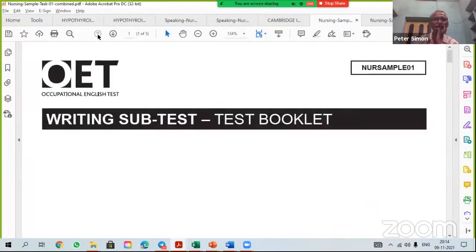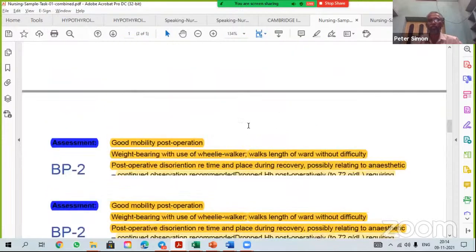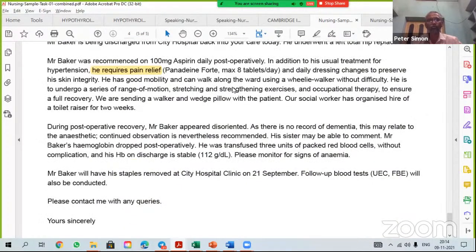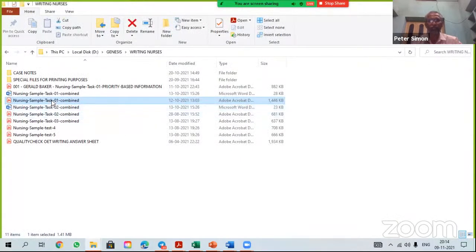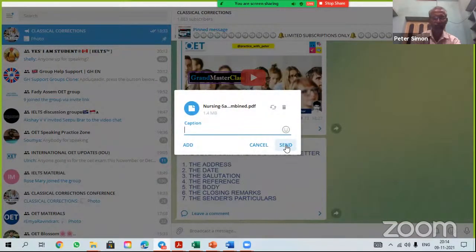Yeah, this is the thing which I have for you. So I'll send this one along with the sample letter also. So this is it. I'll put it in the Telegram channel. Okay, in the Telegram channel, I have put it there. This is the priority based selection criteria.